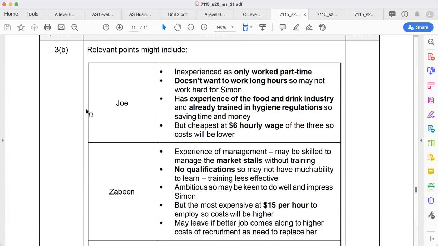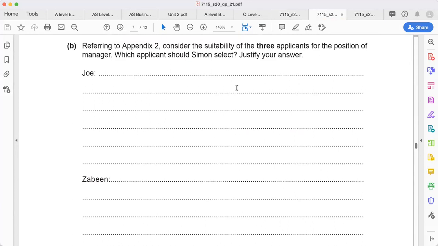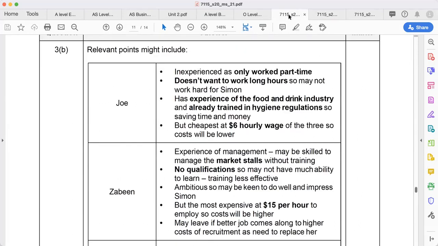Relevant points might include, a few people will say there is less space given in the question, so you can write only advantages. But looking at the mark scheme, we would say Joe is inexperienced and only part-time work, so does not want longer hours. But at the same time, he is cheaper. We are giving both sides of the argument to make a good analysis of our point.